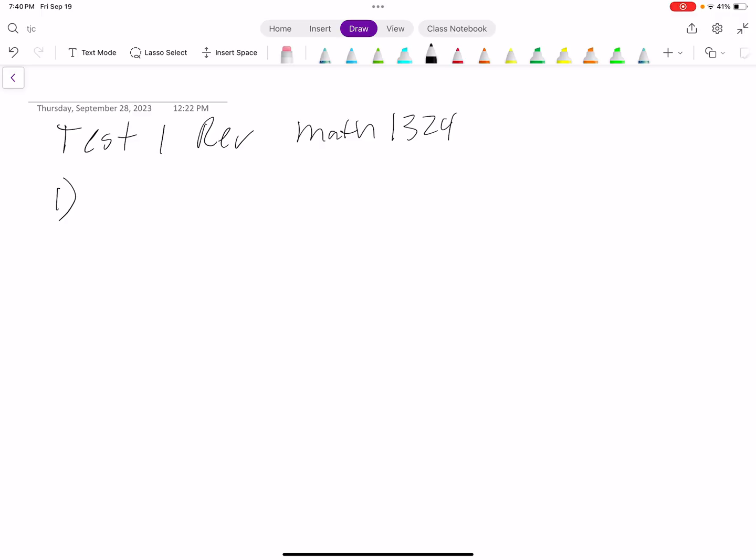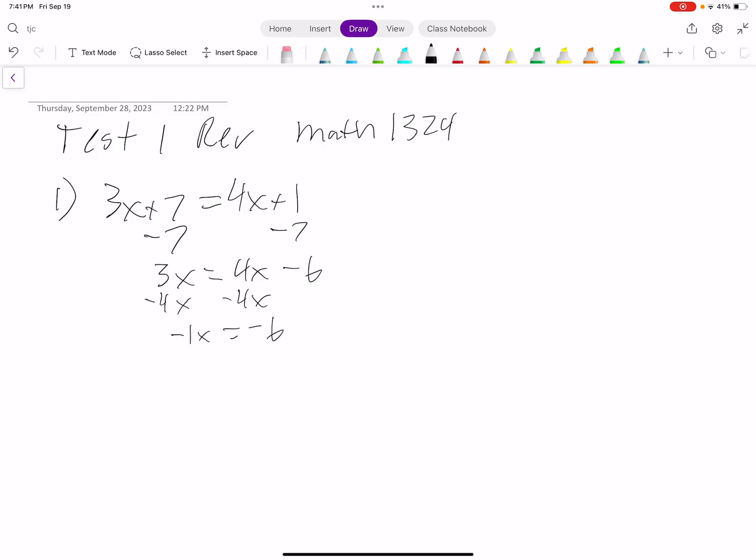The first one is solve this linear equation. In order to solve this linear equation, you need to move the 7 by subtracting 7 first. Then you have 3x equals 4x minus 6. Then move the 4 by subtracting 4x. Then you have negative x equals negative 6. Then divide by negative 1, and you get x equals 6. So there's the first problem.